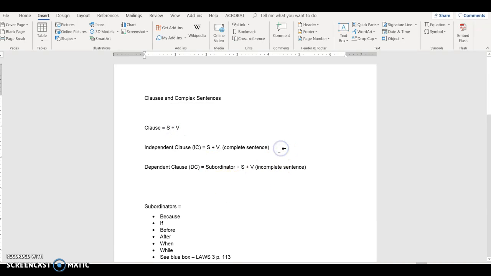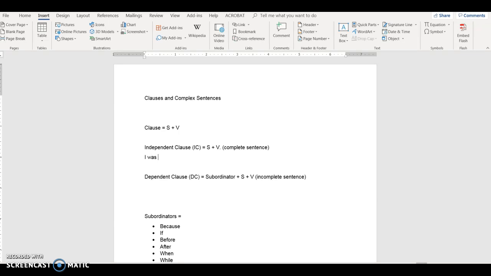There are two kinds of clauses in English. There's an independent clause, which is a subject and a verb. That is a complete sentence. For example, I was late. I is the subject, was is the verb. We have a complete sentence.